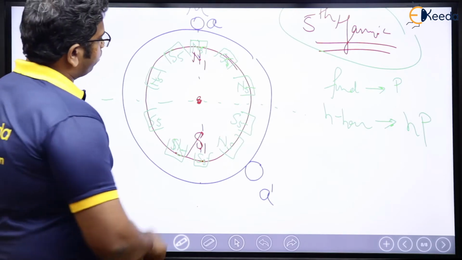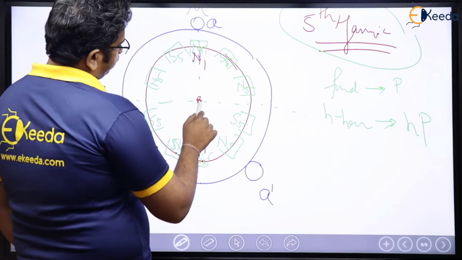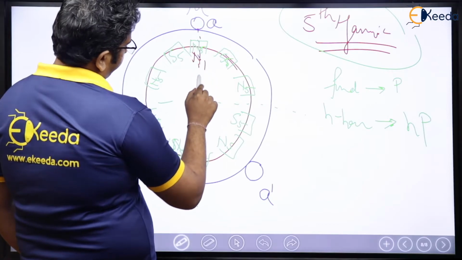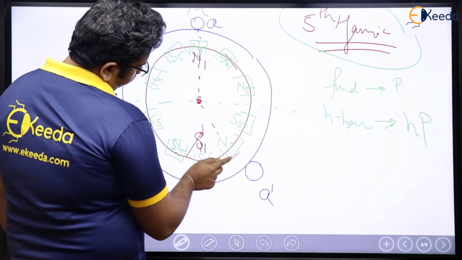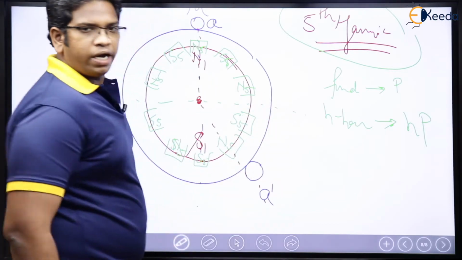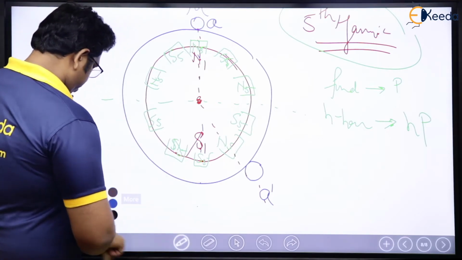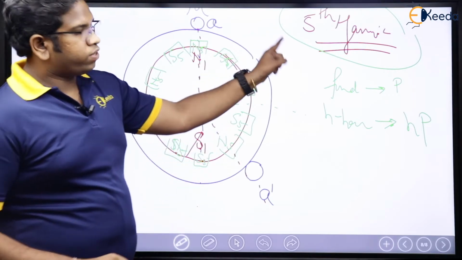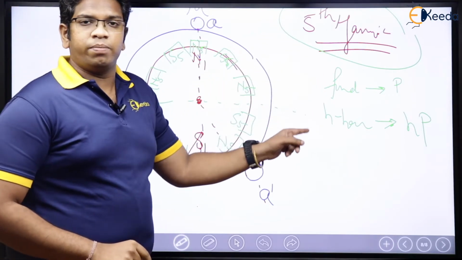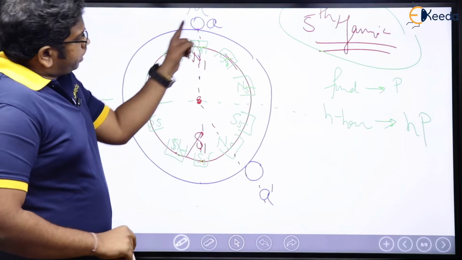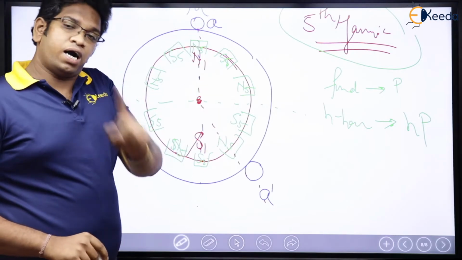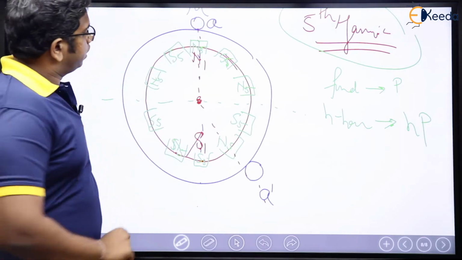Now, if you observe strongly what has happened, this is A, right? And this is our A dash. Very simple. See here. Will the 5th harmonic poles be eliminated? No, but the 5th harmonic induced EMF will be eliminated. How will it be eliminated? Let us see.